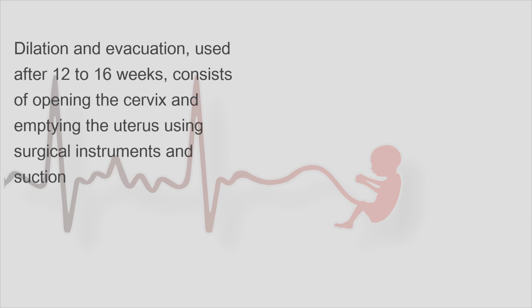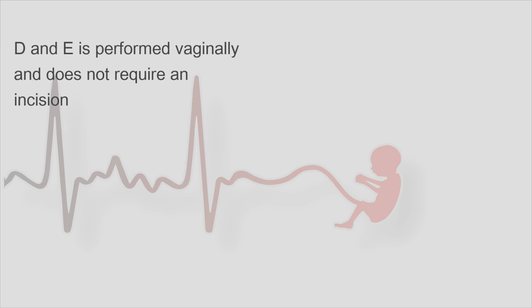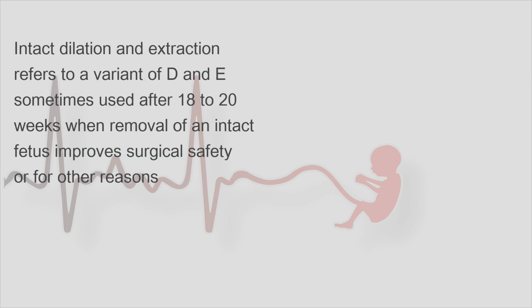Dilation and evacuation, used after 12 to 16 weeks, consists of opening the cervix and emptying the uterus using surgical instruments and suction. D&E is performed vaginally and does not require an incision. Intact dilation and extraction refers to a variant of D&E sometimes used after 18 to 20 weeks when removal of an intact fetus improves surgical safety or for other reasons.